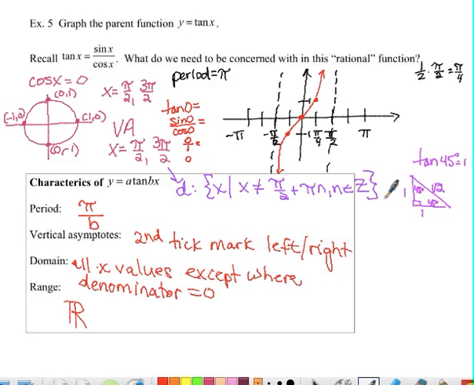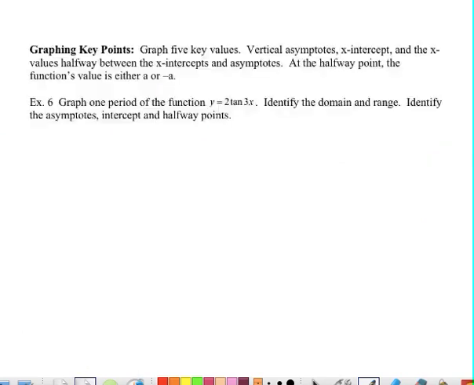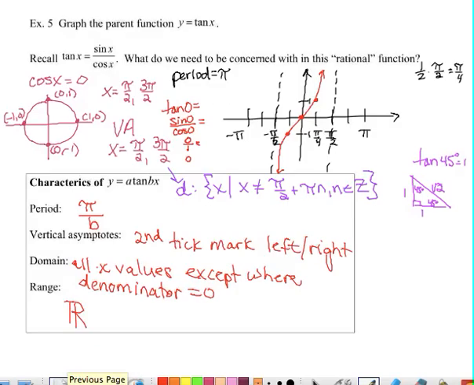So I want you to notice what you do is you take your first vertical asymptote and then you just add the period length in this case. Okay? Pretty interesting. All right, so let's do an example here. In example 6, if I want to graph y equals 2 tangent 3x. Oops, let me go back one page a moment here. Something I also wanted you to write down is there is no amplitude for the tangent function.